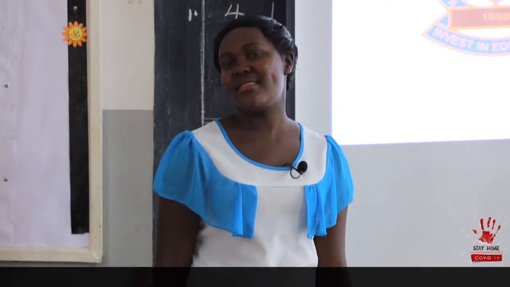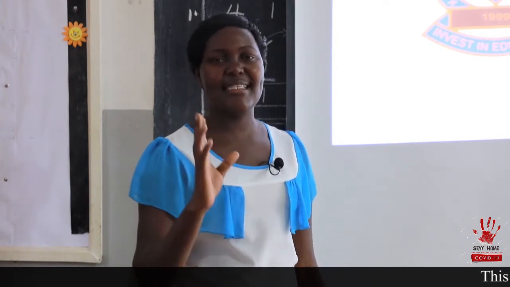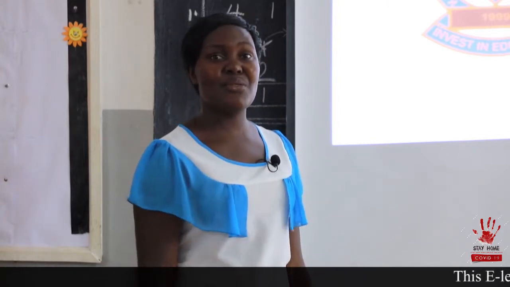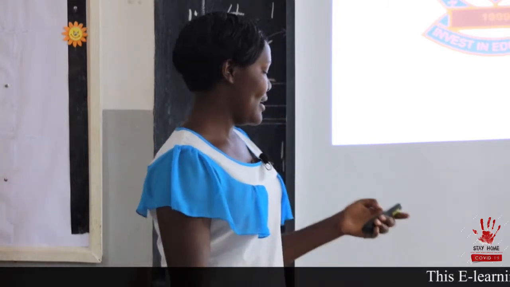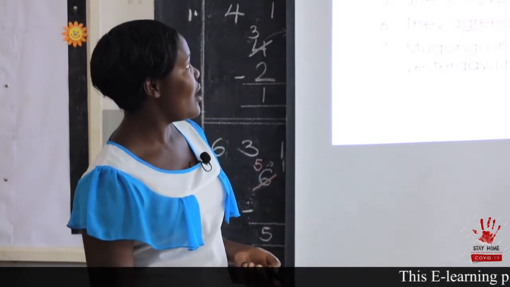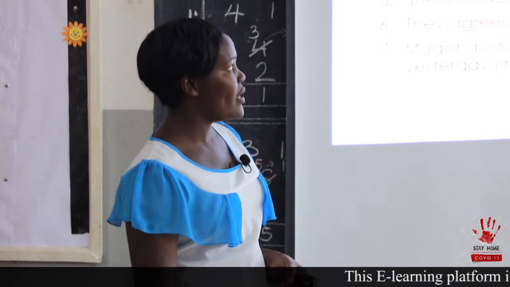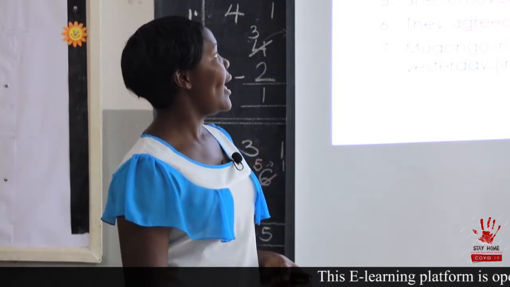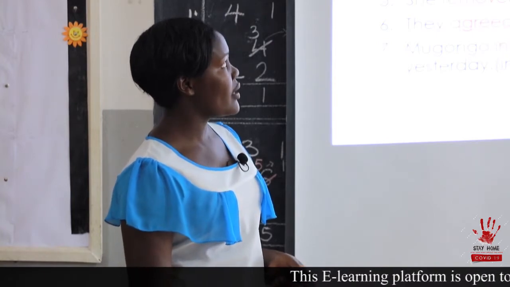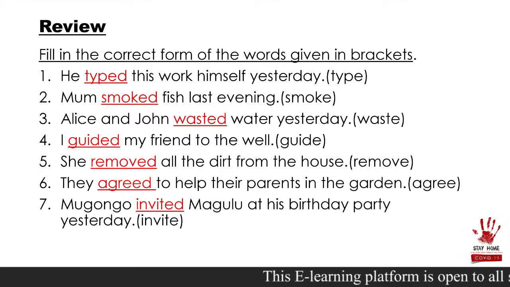I left you with an exercise in the 10th lesson and we made a deal that you were going to do it neatly and correctly. Let's go through it. Get out your books and see what we did. The task was as simple as that. Fill in the correct form of the words given in brackets. The first one: He does his work himself yesterday. We had type. It was a matter of adding D to have typed. He typed his work himself yesterday.